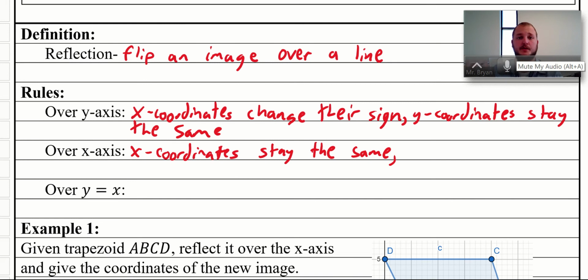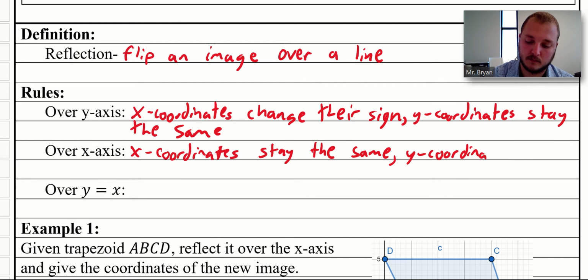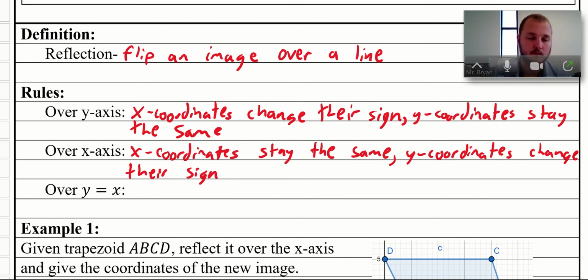And then the y coordinates are the ones that change their sign here. So I'm going to say y coordinates change their sign. Again, same idea. Either positive to negative or negative to positive.